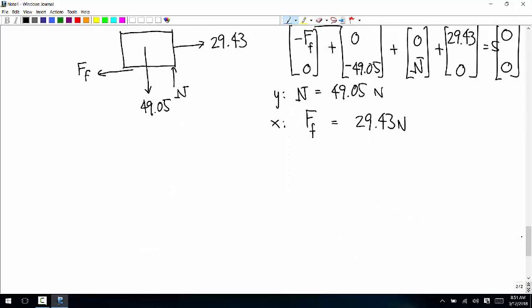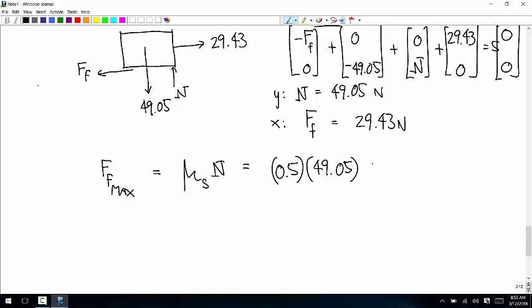So now we have to calculate F max. So the maximum force of friction is the coefficient times the normal force. And that is, what do we say, 0.5? 0.5 times the normal force of 49.05. And that gives you 24.525.